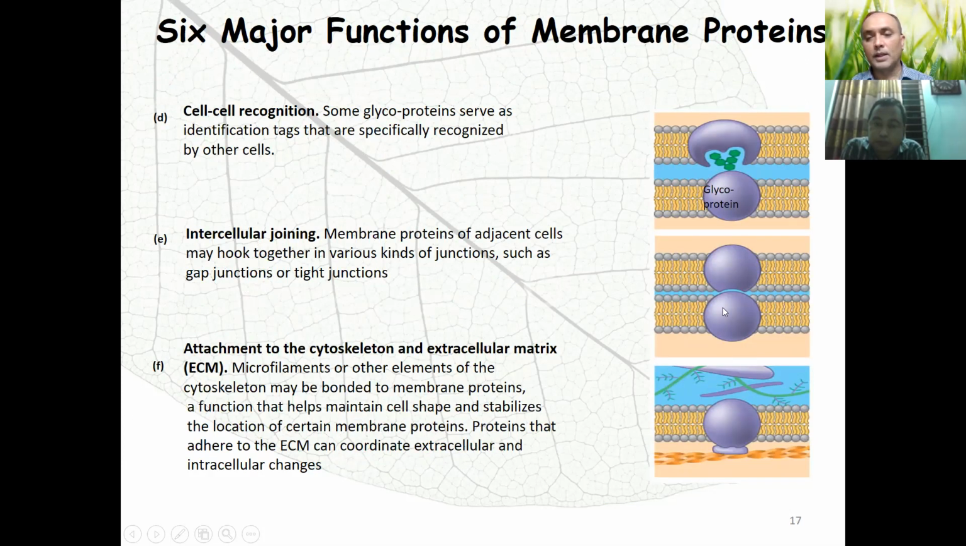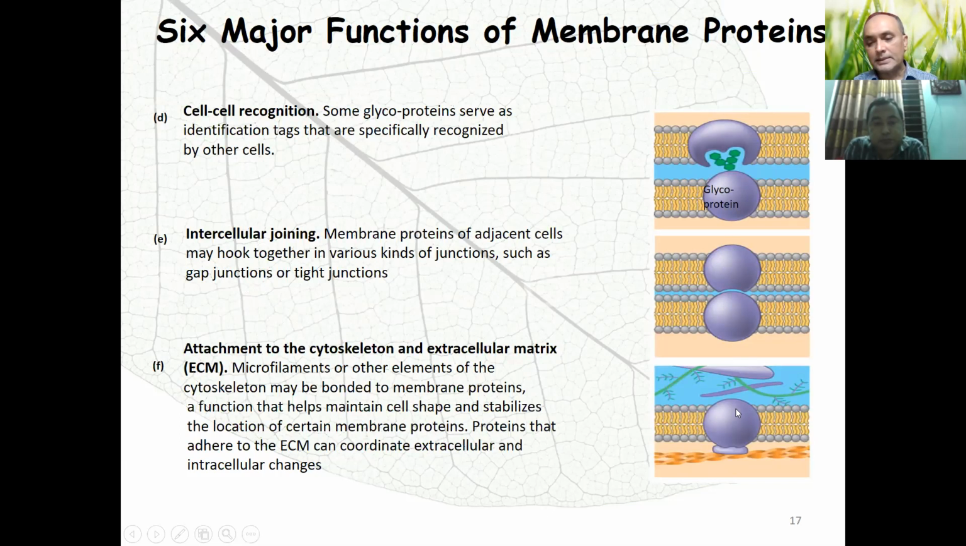Intercellular joining: in multicellular organisms there are two neighboring cells. The proteins involved are called gap junctions or tight junctions. Junctions hold two cells together, especially in tissue. Then there is attachment to the cytoskeleton and extracellular matrix.